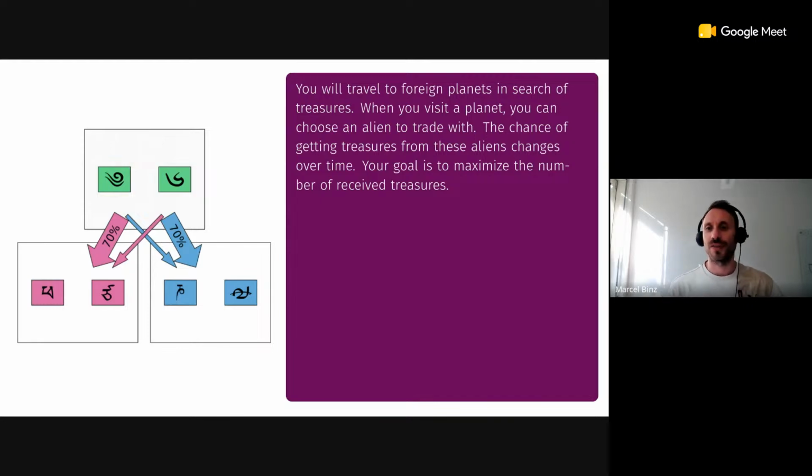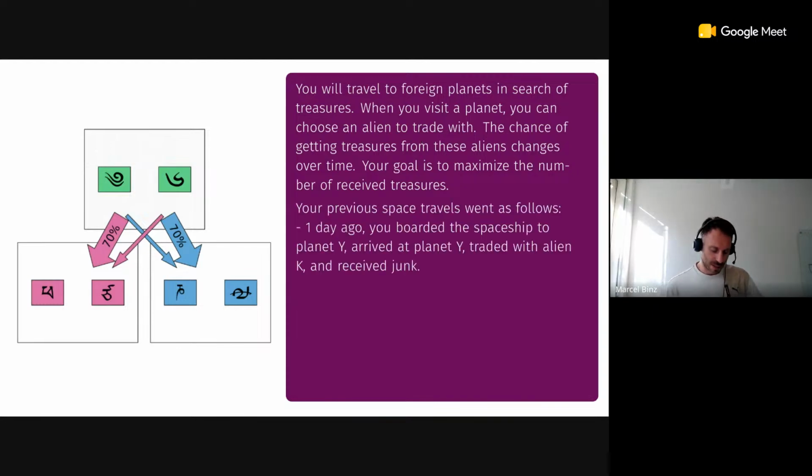So, starting with a brief description of the problem at hand. Here it says, you will travel to foreign planets and search for treasures. When you visit a planet, you can choose an alien to trade with. The chances of getting treasures from these aliens change slowly over time. And now your goal is to maximize the number of treasures that you get.